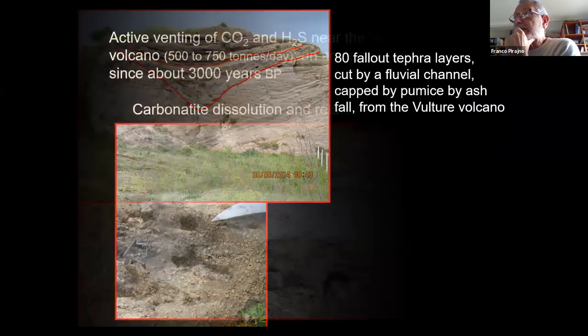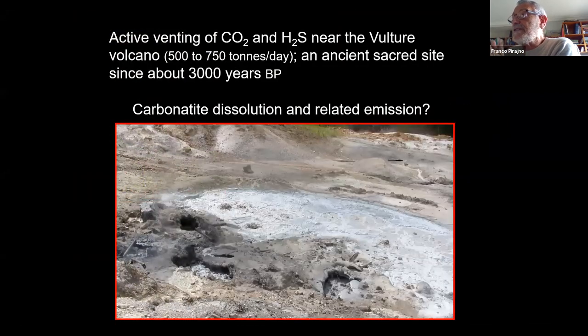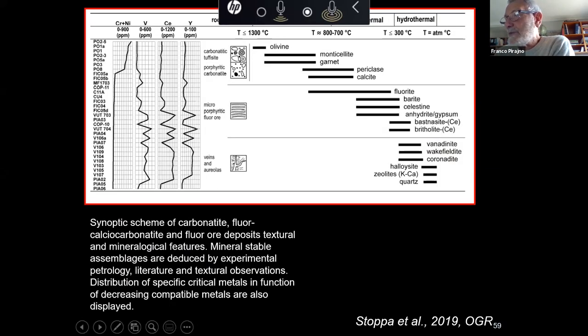Now, this is the active venting of carbon dioxide near the Vulture volcano, 500 to 750 tons a day. This has been an ancient sacred site since about 3,000 years before present. This is from Francesco Stoppa et al., published in Ore Geology Reviews.